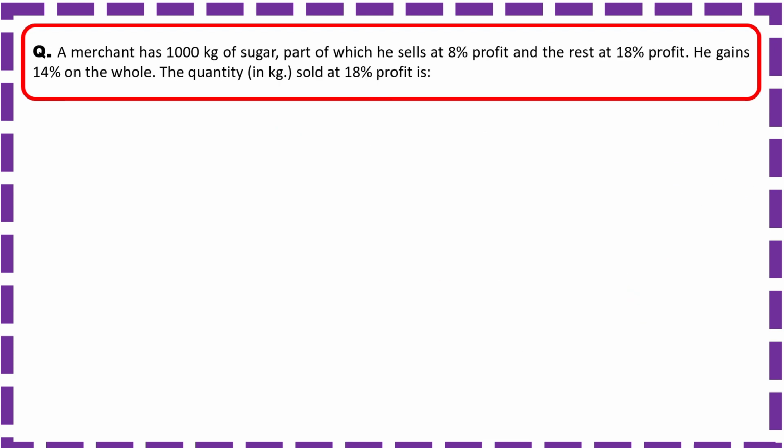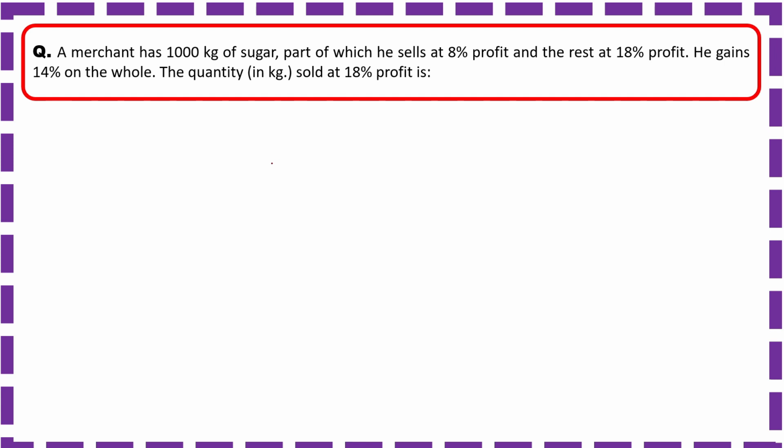A merchant has 1000 kilos of sugar, part of which he sells at 8% profit and the rest at 18% profit. He gains 14% on the whole. The quantity sold at 18% profit is. We can use the allocations method here. We can use that method and calculate it easily.